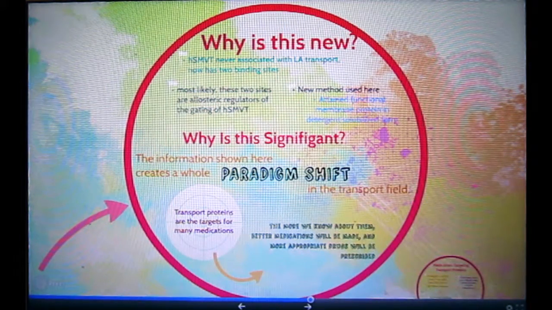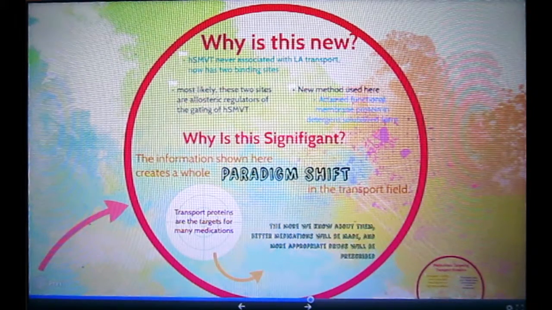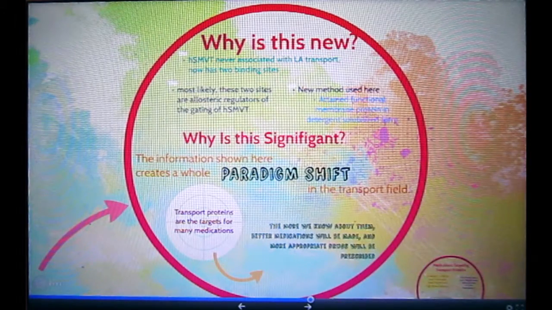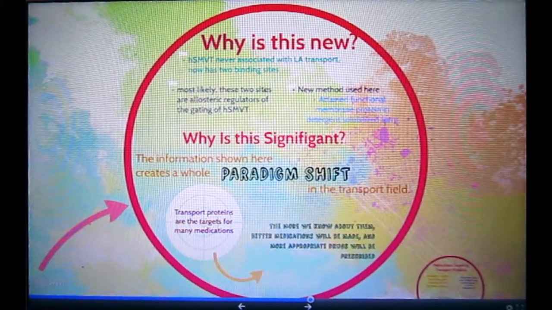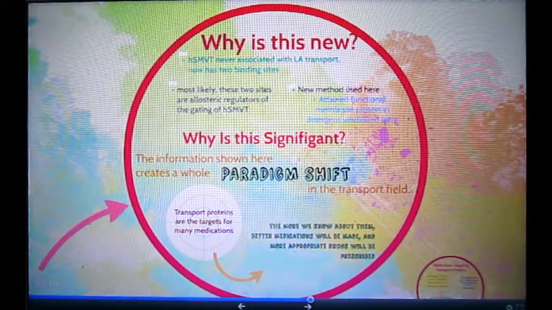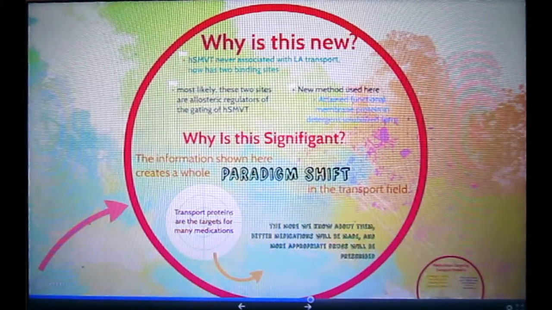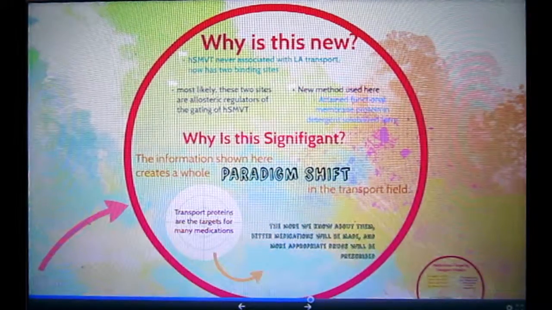So why is this significant? The information shown here creates a whole paradigm shift in the transport field. Like I said, this new method can be used in different transport proteins, and we know that transport proteins are the targets for many medications. The more we know about them, the better medications that can be made, and also prescribed. Knowing more information about them is going to give us a better sense of what medication would be appropriate for a lack of vitamin X, a lack of substrate X, or an overproduction of substrate X, or whatever it may be. So this is definitely some great information that can be used with people who need specific medications.